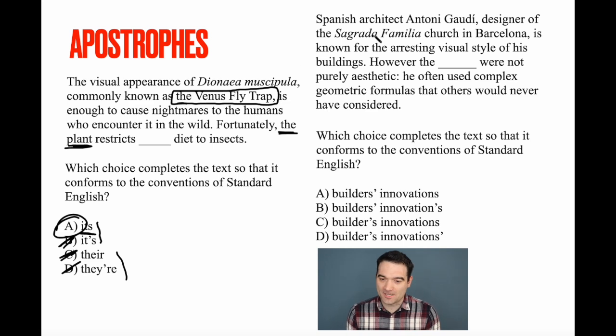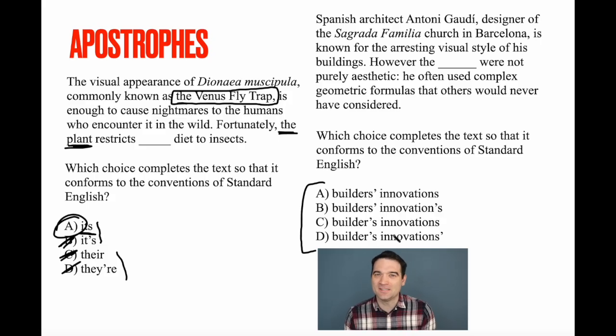Okay, on to the next question here. Spanish architect Antoni Gaudí, designer of the Sagrada Familia Church in Barcelona, is known for the arresting visual style of his buildings. However, the blank were not purely aesthetic. He often used complex geometric formulas that others would never have considered. So we have 4 answer options, which all sound the same. Like if you read all of these out, they would all sound like builders' innovations, builders' innovations. This is the type of question that tends to stump people.